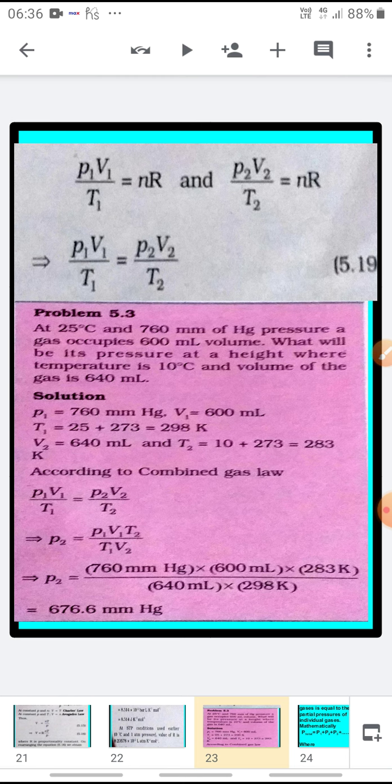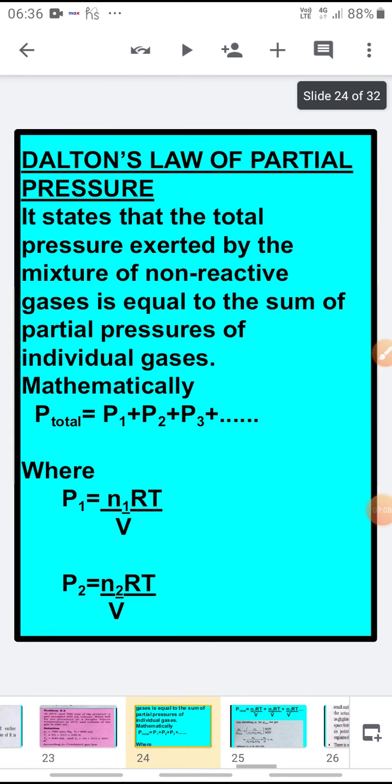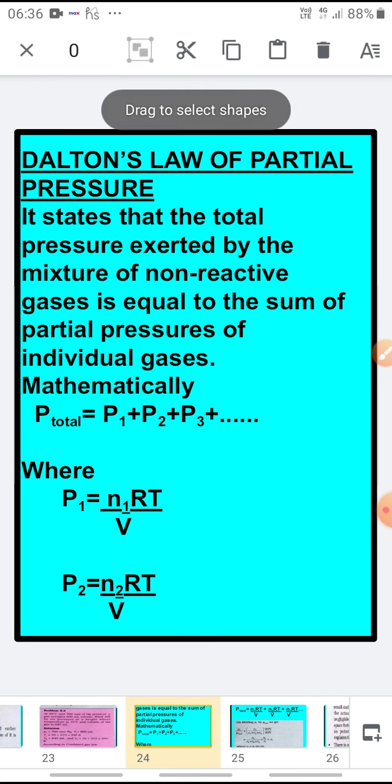Now children, next we can start with Dalton's law of partial pressure.